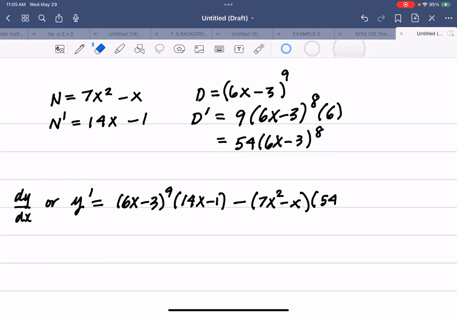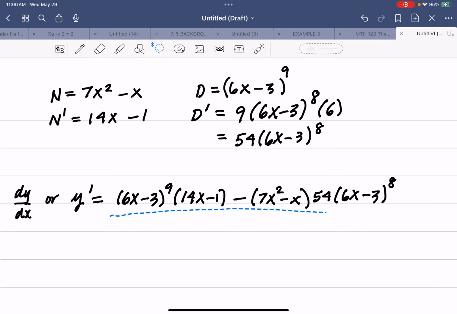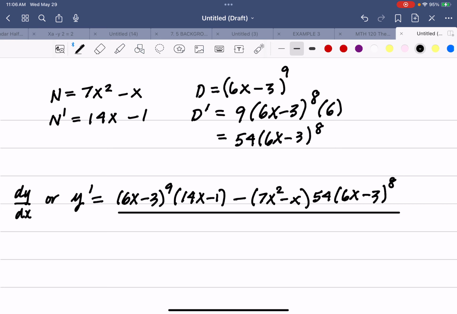And I don't need that parentheses, I'm going to leave that off right there. 54 times (6x minus 3) to the 8th. And all of that is over the denominator squared. So that's going to be over (6x minus 3) to the 18th. Okay. Now, definitely got some reducing that I can do here.